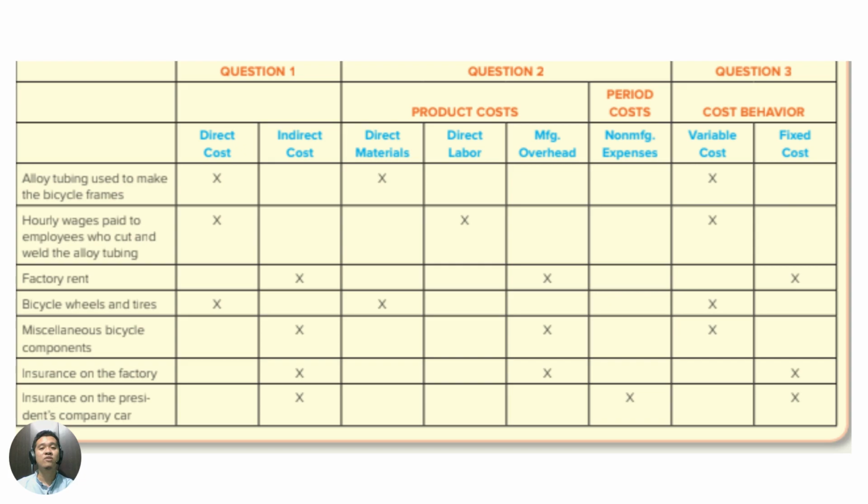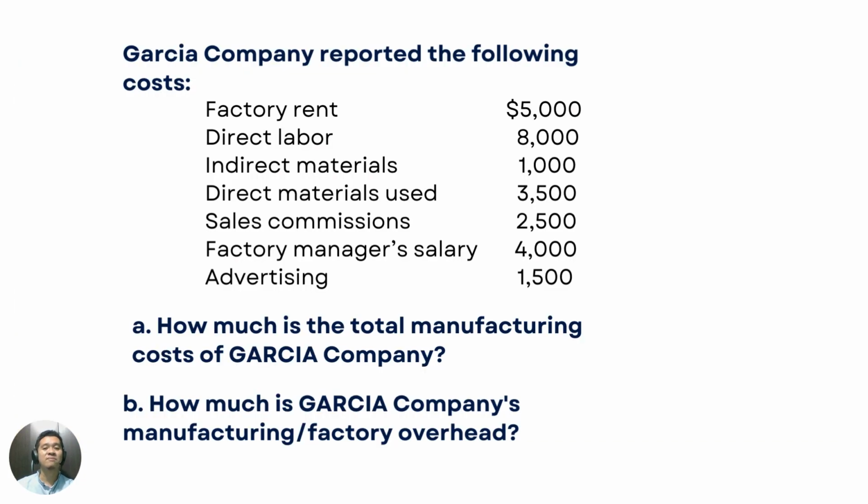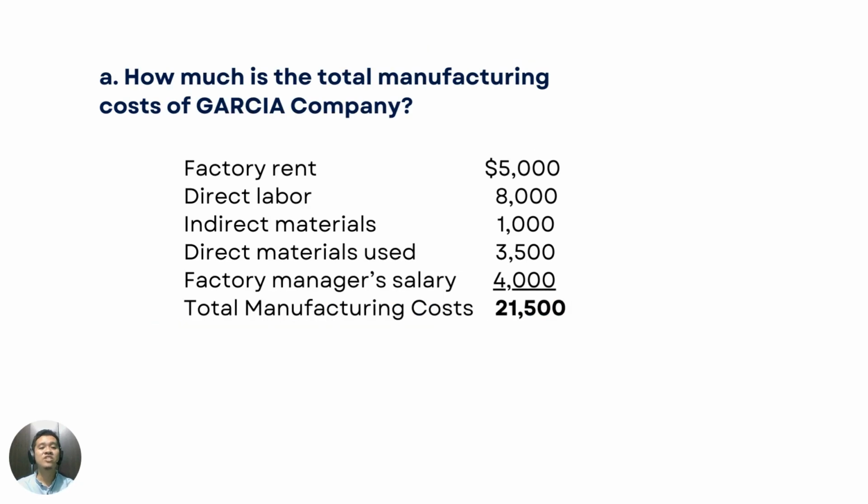Next, let's solve for costing. So, for example, Garcia Company reported the following costs. We have the factory rent, direct labor, indirect materials, sales commissions, factory manager salary, advertising. The question now is A, how much is the total manufacturing costs of Garcia? And B, how much is Garcia Company's manufacturing overhead? So let's solve for problem A. So manufacturing costs, you already know that these are the direct materials, direct labor, and the manufacturing overhead or the factory overhead.